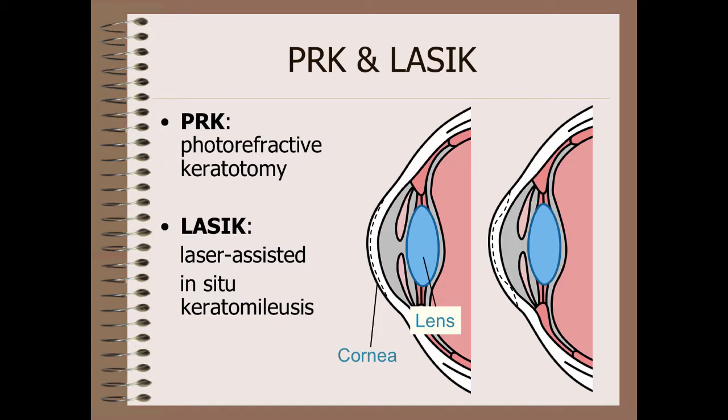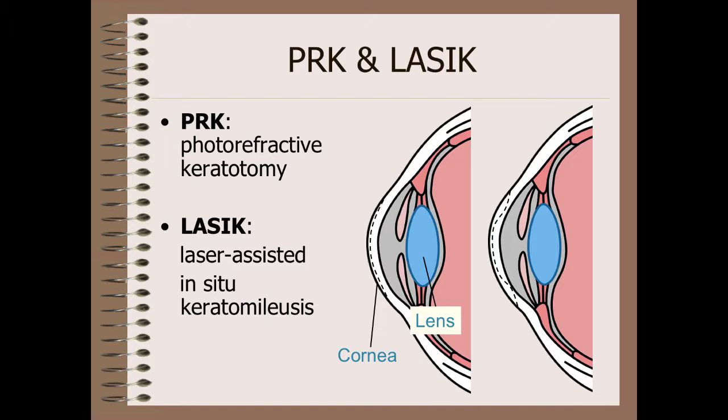Oftentimes, we just wear glasses or contacts, but in about 1980, procedures to fix our vision by altering the shape of the cornea were introduced. An earlier procedure, referred to as photorefractive keratectomy or PRK, was used to sculpt the surface of the cornea with an excimer laser. Laser-assisted in situ keratomileusis, or LASIK, was later developed.